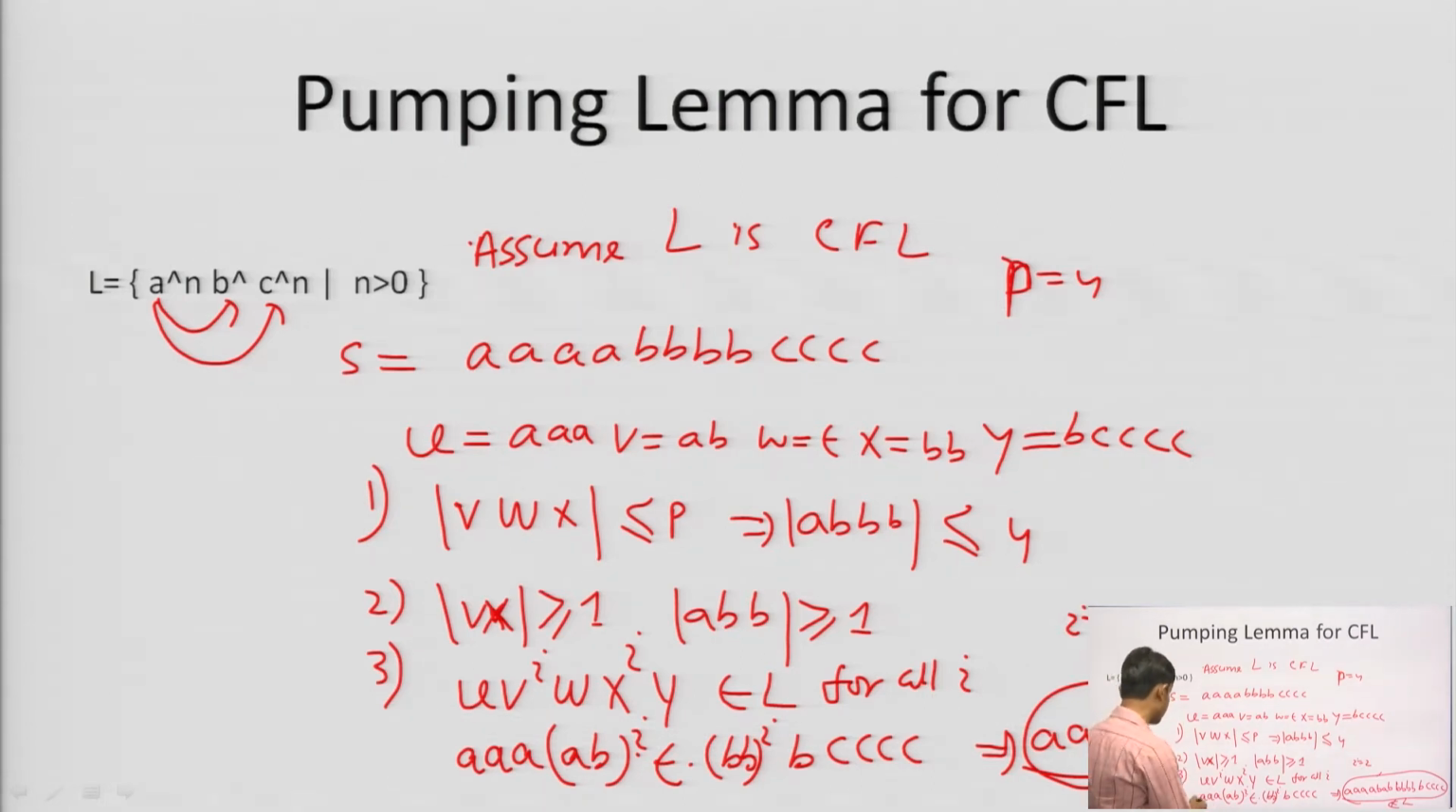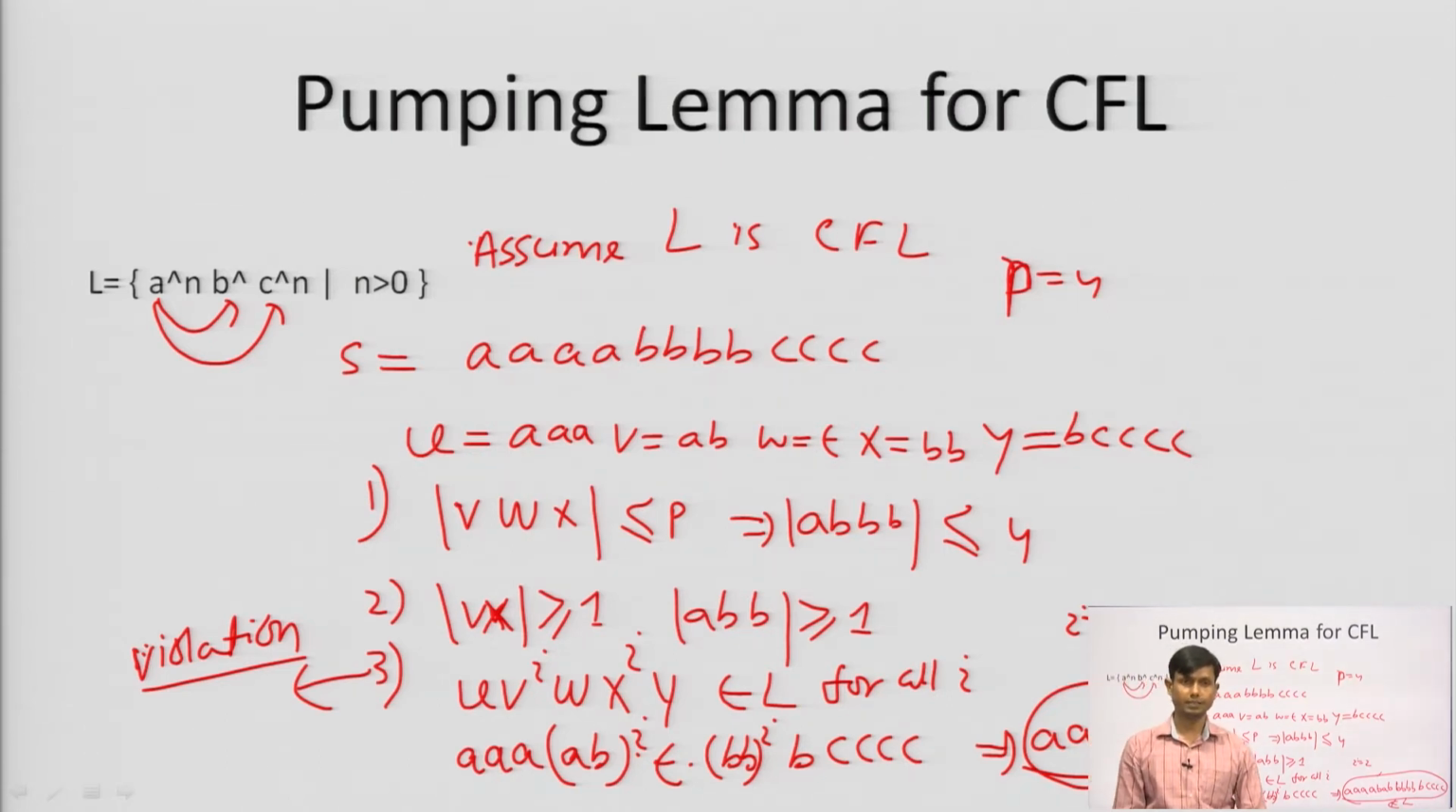So, this third property violates the rule, this is the violation. That is why we got the contradiction. Whatever we assumed, that this language L is a CFL, is wrong. So, this is not a CFL, because it does not satisfy all these properties 1, 2, 3. That is why here we got the contradiction.